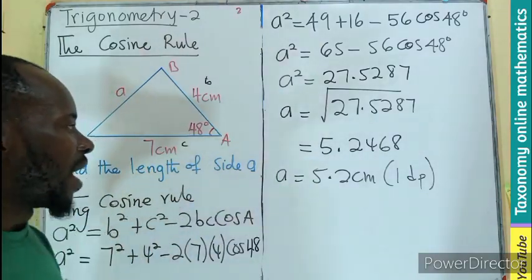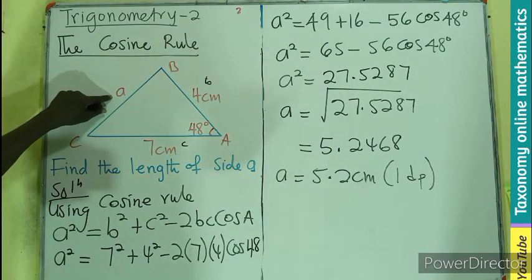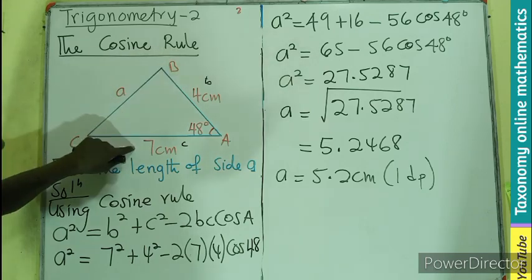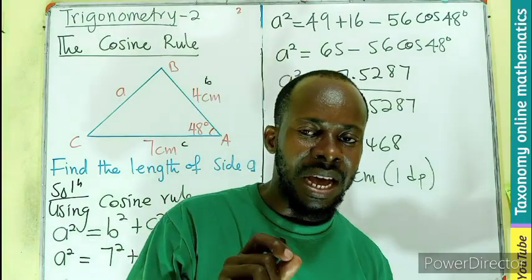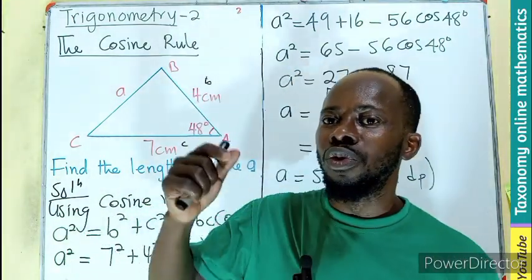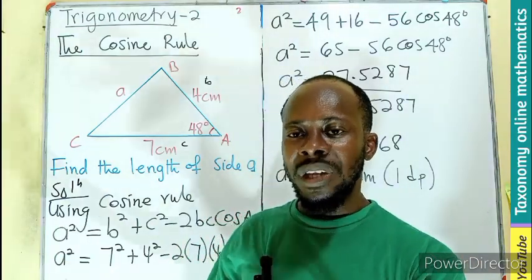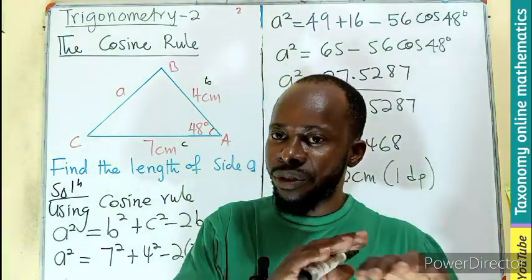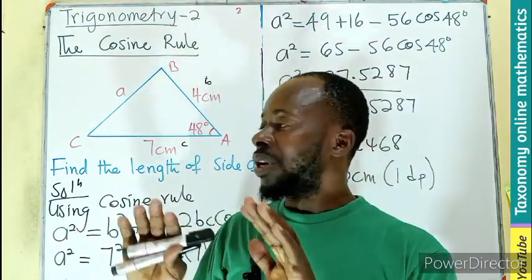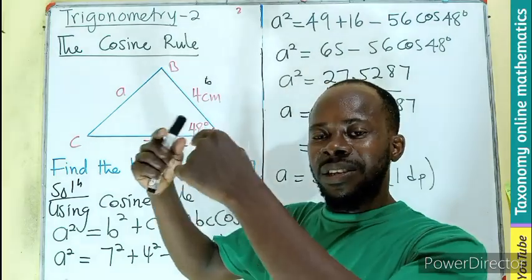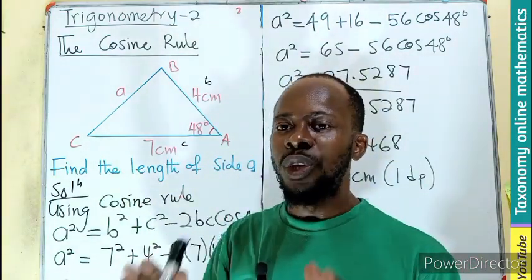So now this is the value of the side A. If it is to a whole number, it will be 5. So I believe the main concern is how to know which of the ratios to use: sine rule, cosine rule, or the trig ratio. We know trig ratios are used basically for right-angled triangles, so it is out of this. Then you test for sine rule, test for cosine rule, and you get to know which one to use.